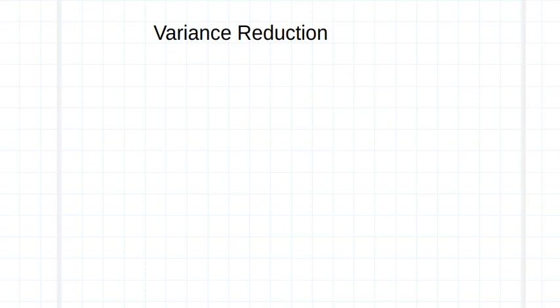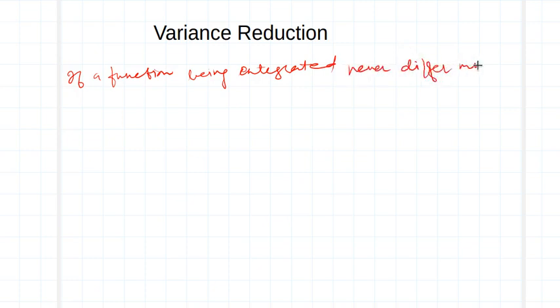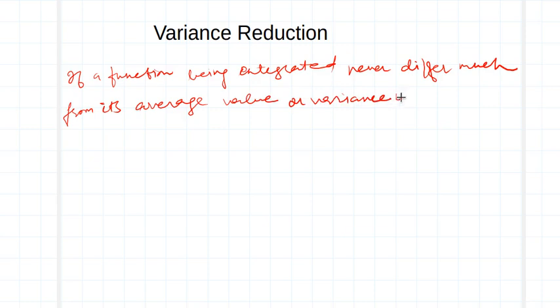Means if a function being integrated never differs much from its average value, or variance is small, then we can use simple Monte Carlo method as I have discussed earlier.